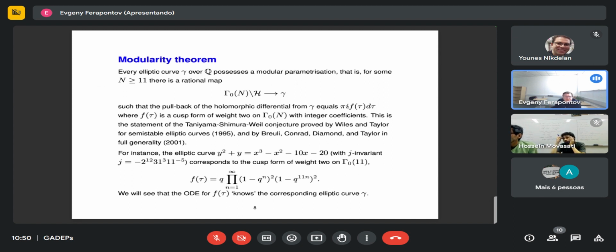This is the statement of the Taniyama-Shimura-Weil conjecture, which was proved by Wiles and Taylor for semistable curves, and then in general by their colleagues and students. So for instance, let's take this particular elliptic curve.